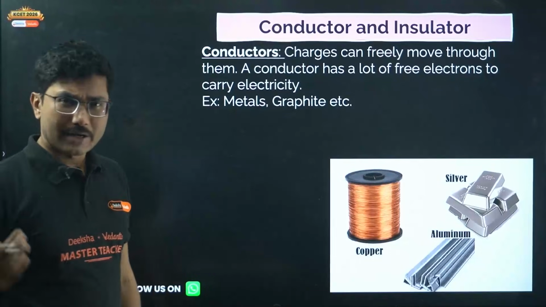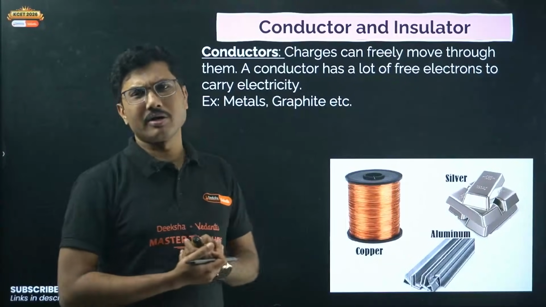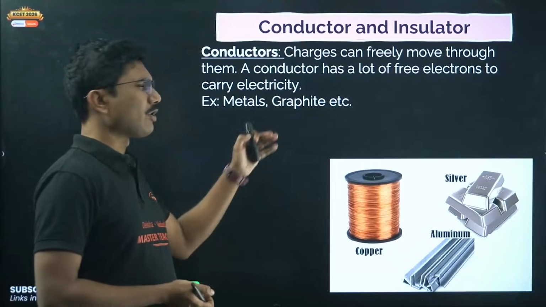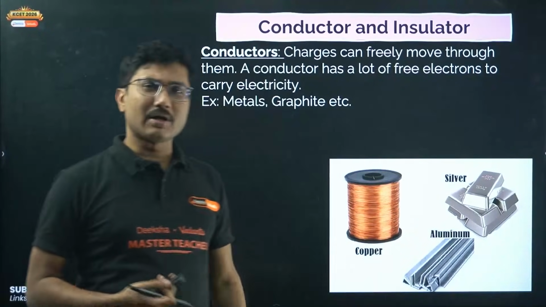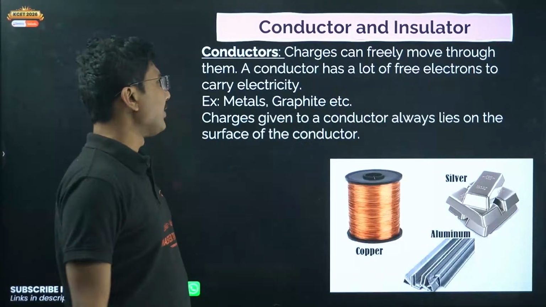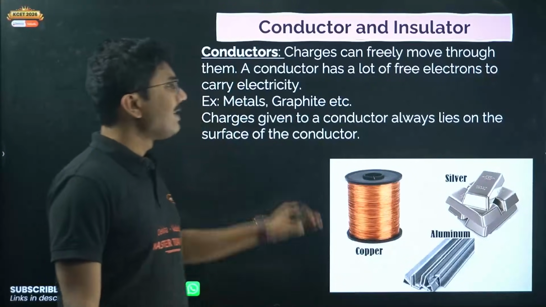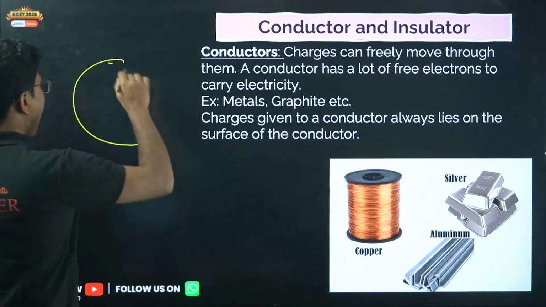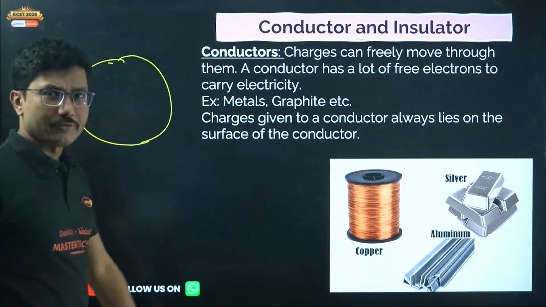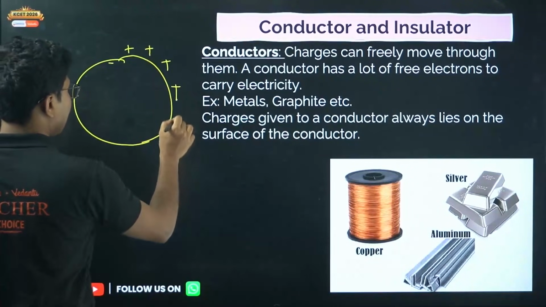Examples are all types of metals and graphite. There are many other non-metal examples, but I have chosen only one simple example, graphite. Copper, aluminium, silver are all considered good conductors. Now let's move on. Charges given to a conductor always lie on the surface of the conductor. Suppose we have a conductor, and if you give it some charge, maybe positive or negative, the charge will always stay on the surface of the conductor.